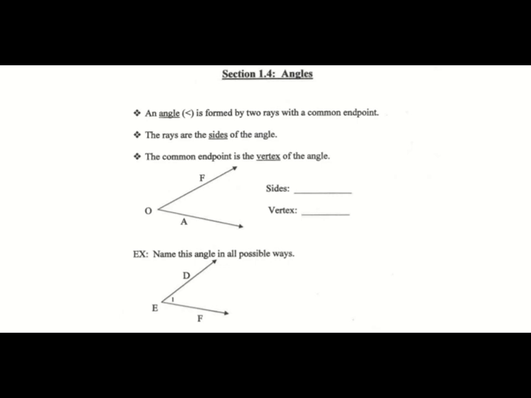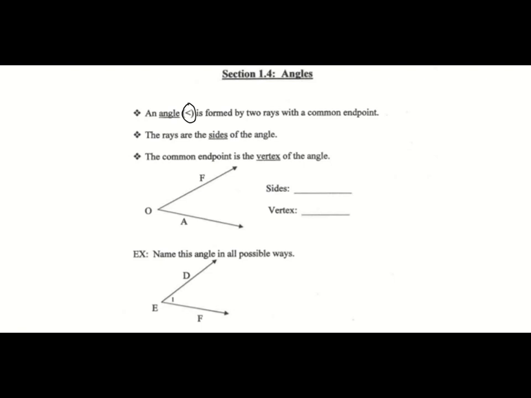Section 1.4, we are going to discuss angles. And an angle is formed by two rays with a common endpoint. So this little symbol here by our word angle is our symbol for an angle. The rays are the sides of the angle, and the common endpoint is the vertex of the angle.